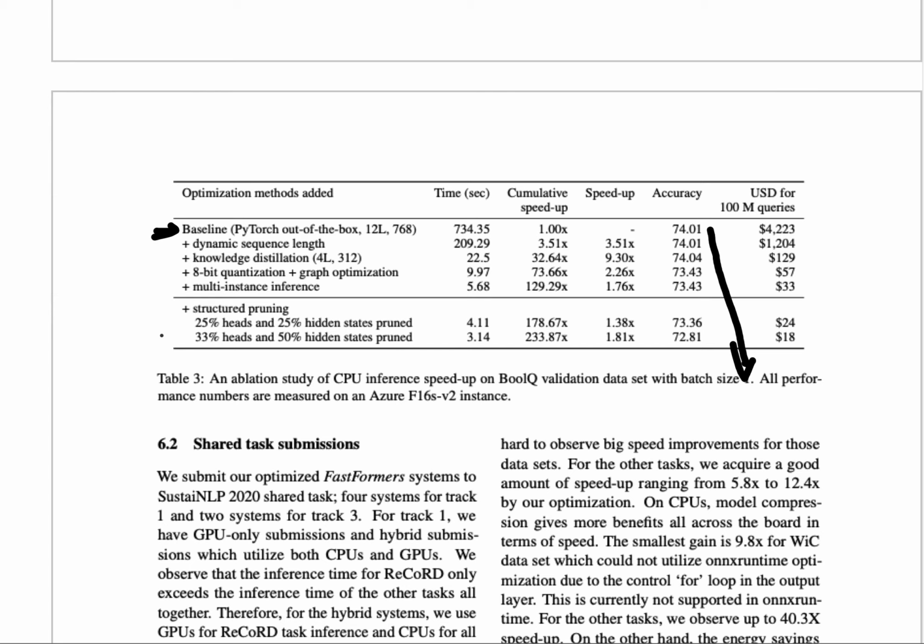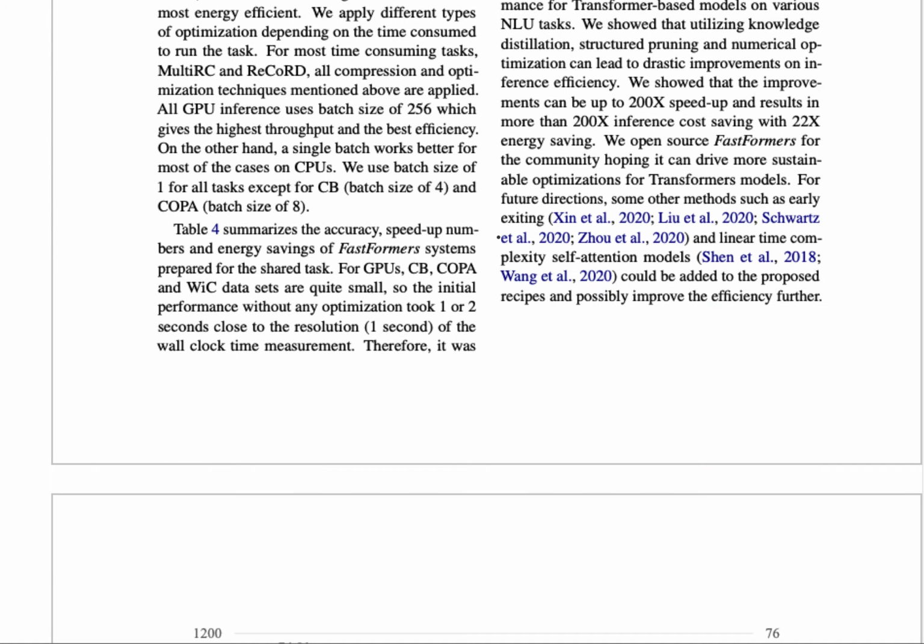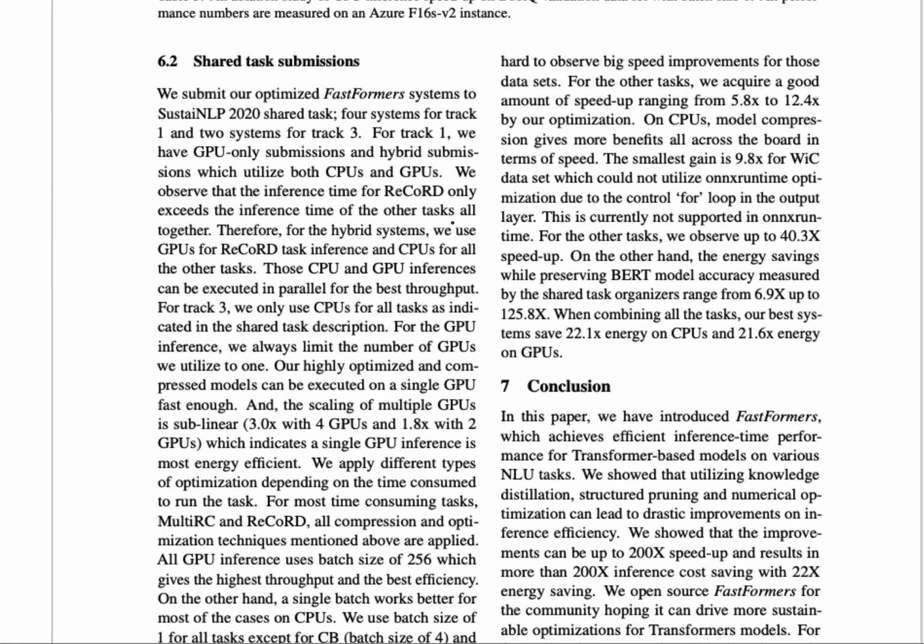And structured pruning, as you can see, is further improving the time it's taking, but accuracy still remains the same. So the overall speed up is huge, and we are also saving in terms of cost, and we are not losing anything on the accuracy. So these are some of the really important takeaways from this paper.